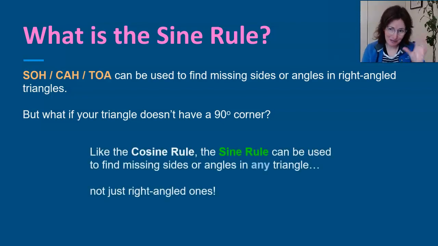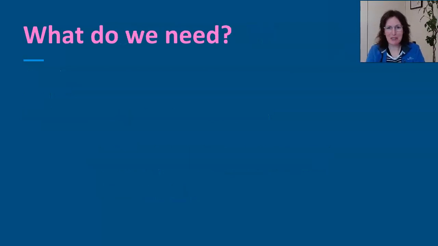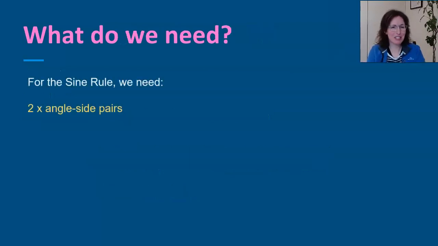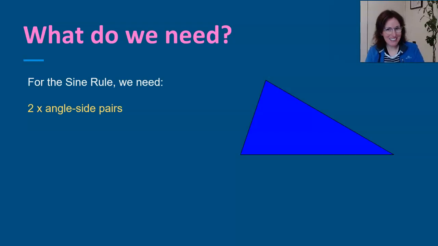So, as you've learned in the video for cosine rule, this sine rule can also be used to find missing sides or angles in a triangle, not just right-angled ones. It can actually be used in a right-angled triangle as well, these sine and cosine rules, but SOHCAHTOA is probably much quicker in some ways. Okay, so for the sine rule, what we'll need is two angle-side pairs. And what we mean by that is if in one corner you have an angle, the opposite side to that, they would be a pair, and we need two of those.